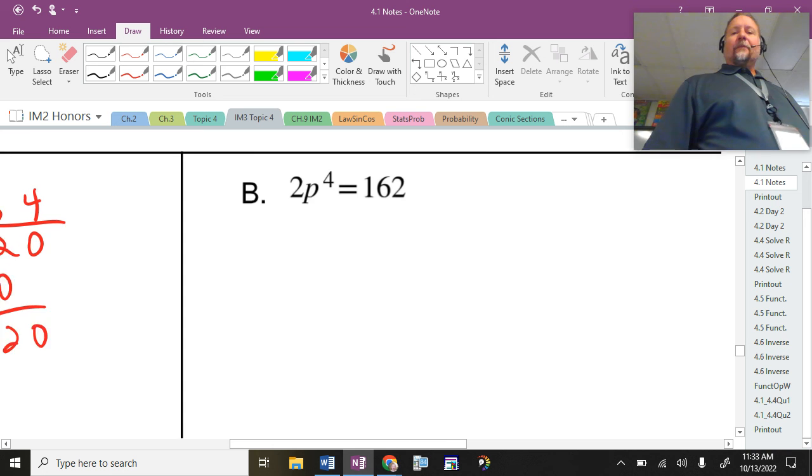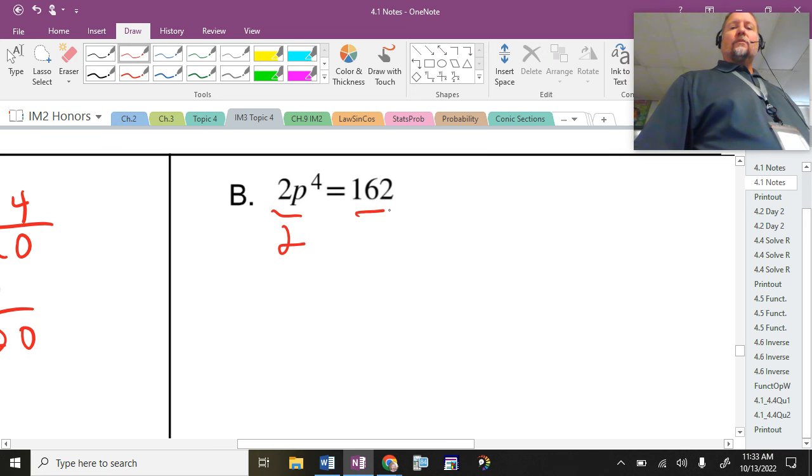The bells are working again. All right, and then divide by 2. It did work last hour, right?